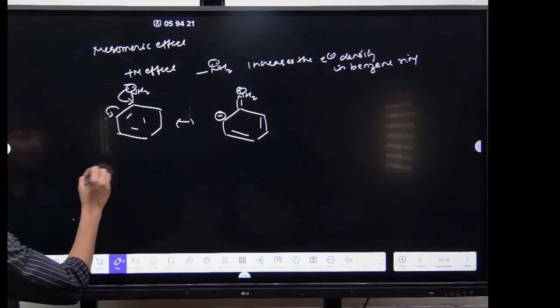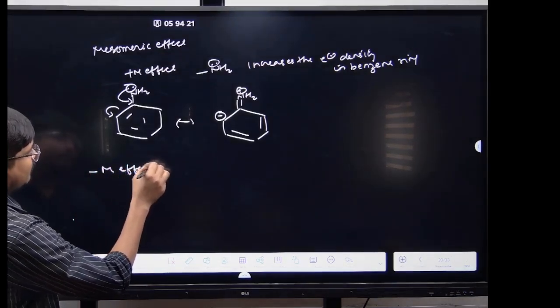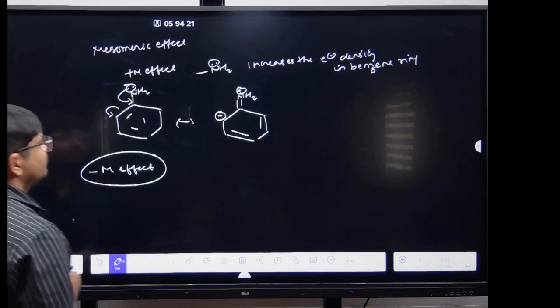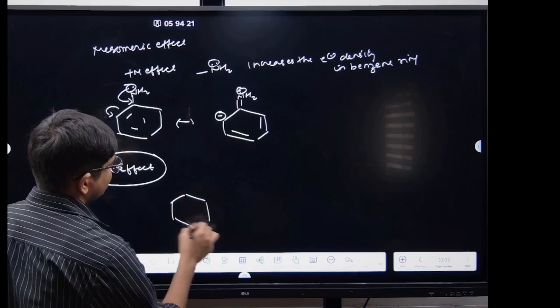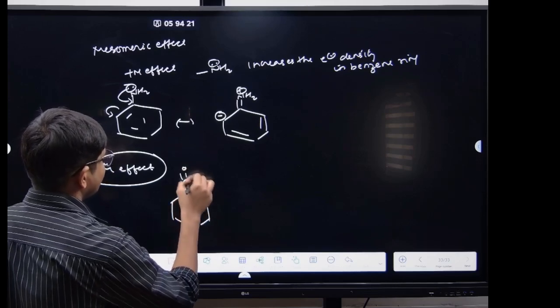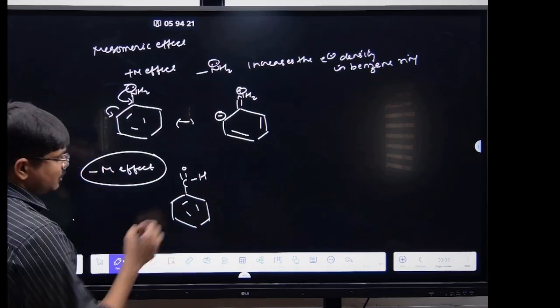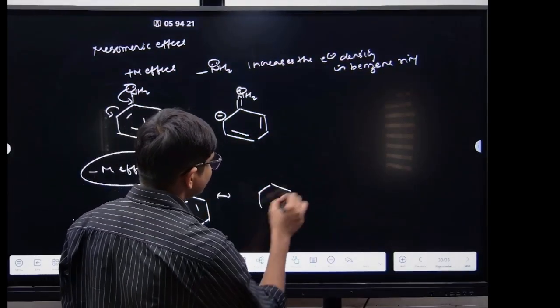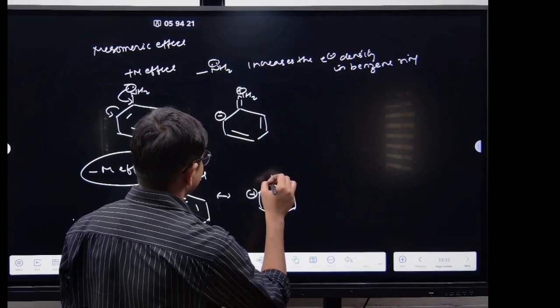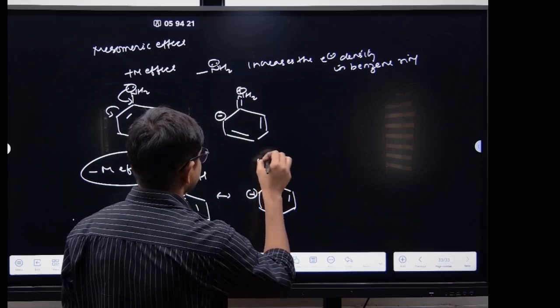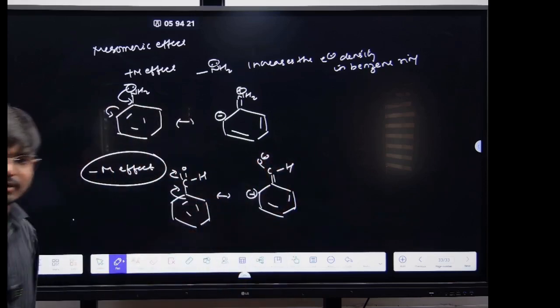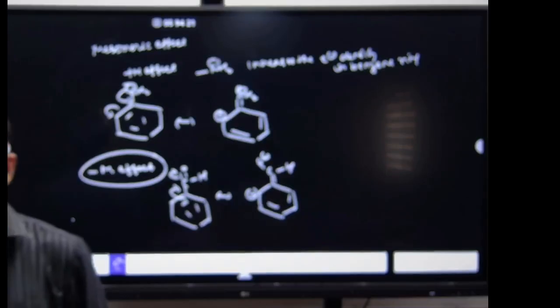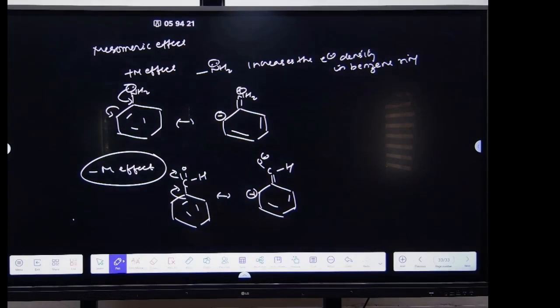Now coming to the -M effect, right? Understand what the -M effect means. Suppose you have a group like this one, C double bond H. It will take the electron density away from the ring, right? Making the ring positively charged. So see here, it is taking the electron density away from the ring. That is known as the -M effect. Clear?